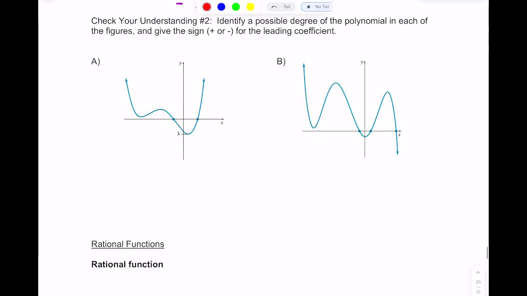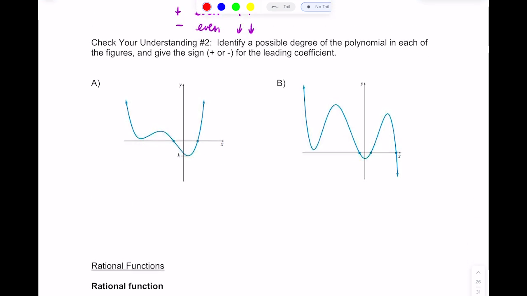Here's another example where you've got two polynomial functions and there's no numbers there. And what you want to do is identify any possible degree of the polynomial in each figure and give the sign, is it plus or minus, for the lead coefficient.